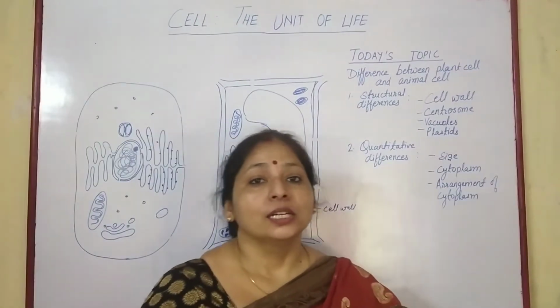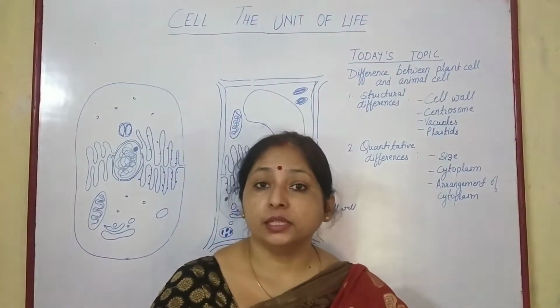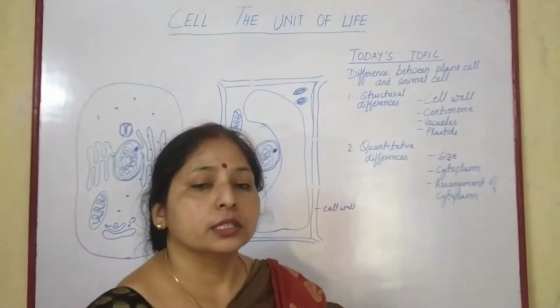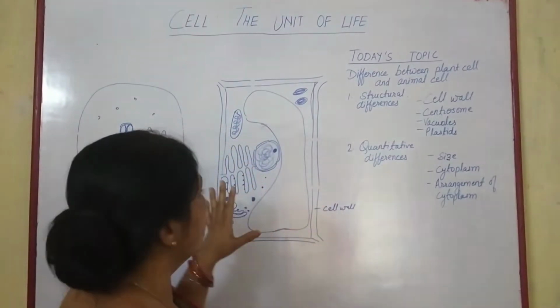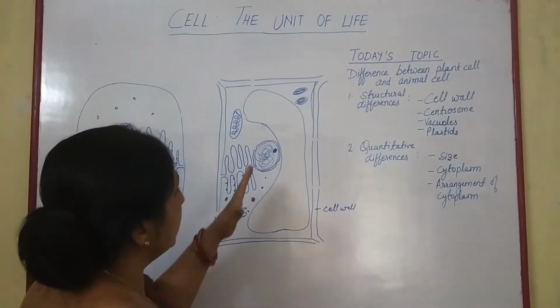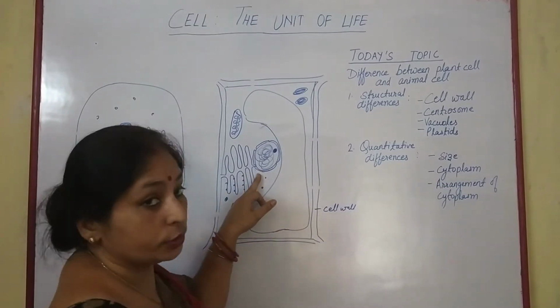Hello students, today we'll discuss the difference between plant cell and animal cell. In the previous class we discussed the basic structure of a cell, the cell organelles present in a cell. Inside, in the center, there is a prominent nucleus.